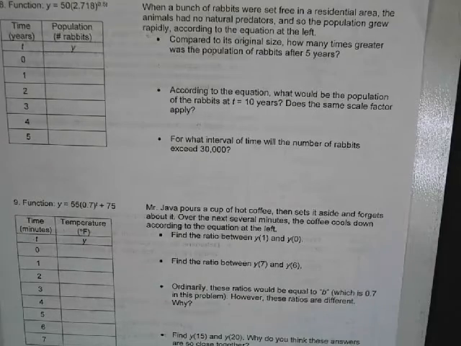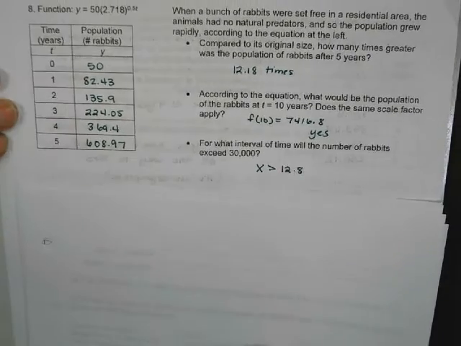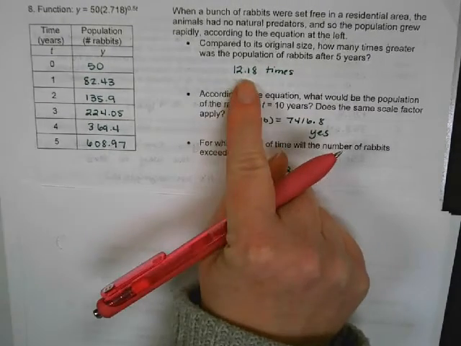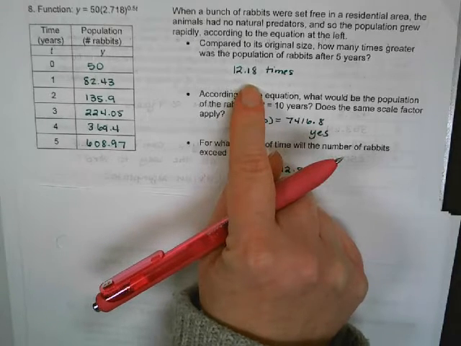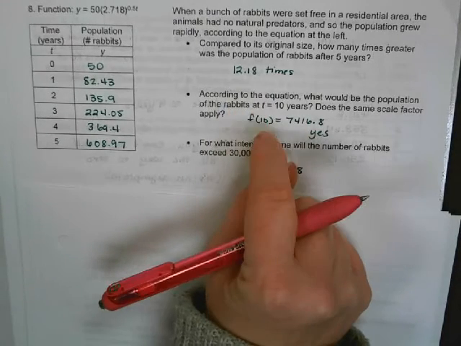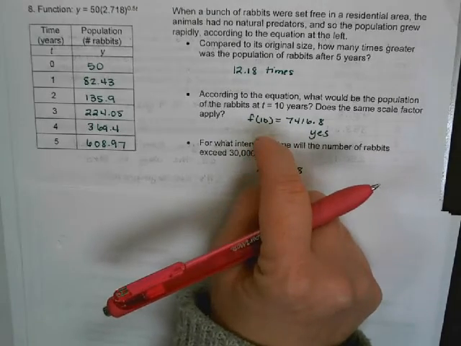Alright. So if you rounded and didn't use decimals, that's fine. And so you would get approximately 12 times. So after 5 years, it's approximately 12 times greater. And then from 5 to 10, it's about 12 greater also.